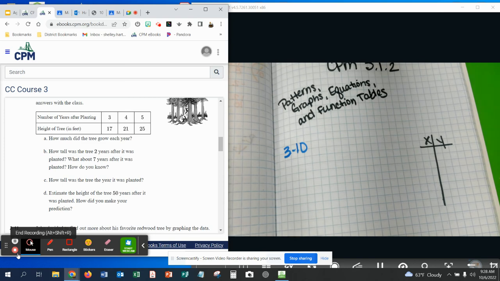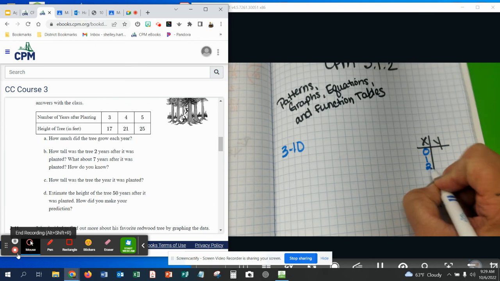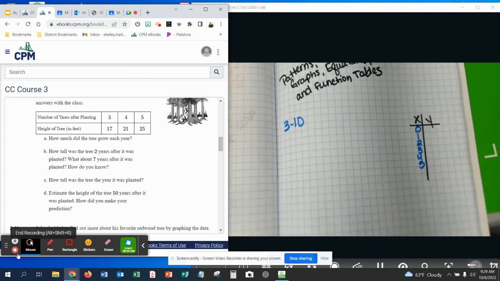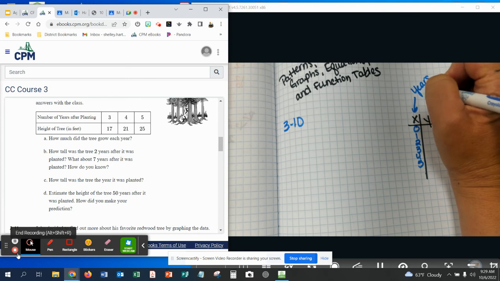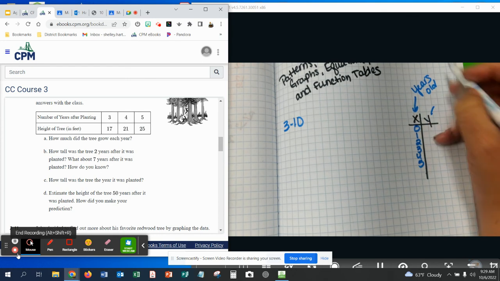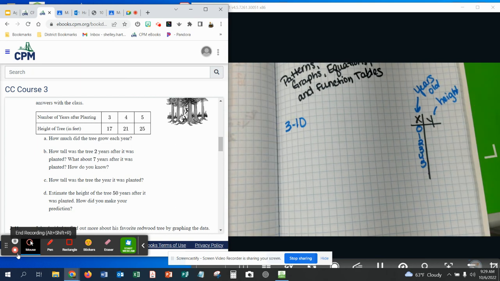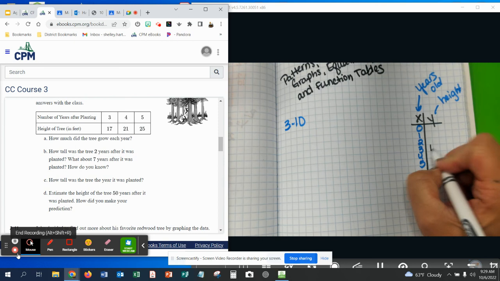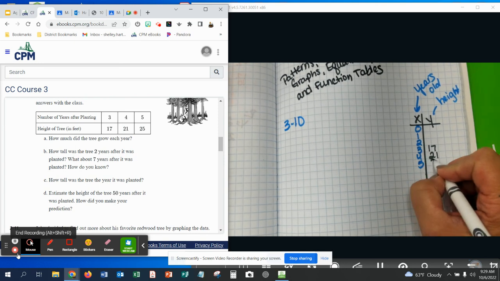All right, so we need to have on the X's 0, 1, 2, 3, 4, 5. And remember, this is like years old. This is the height in which the tree is. So we don't have a 0 yet, but we have year 3, which is 17. Year 4 is 21, and year 5 is 25.